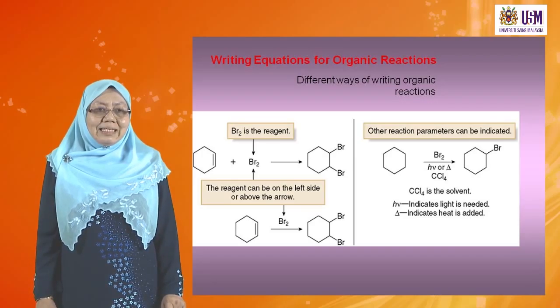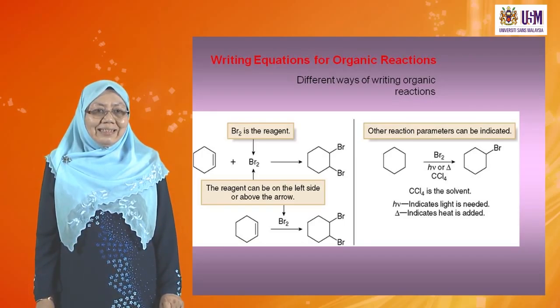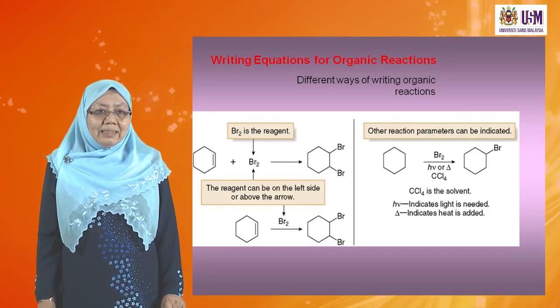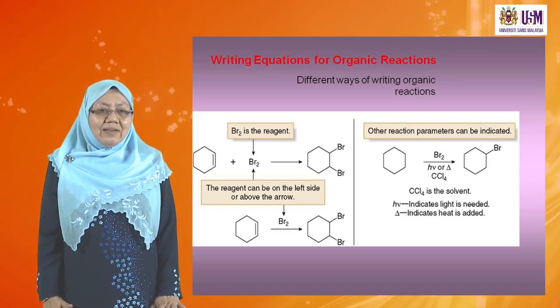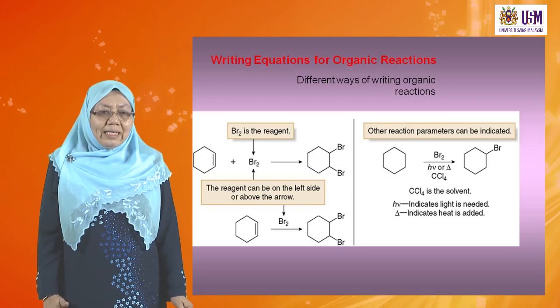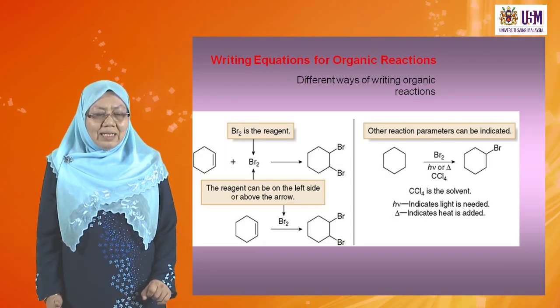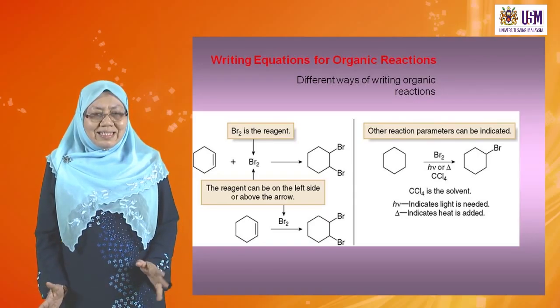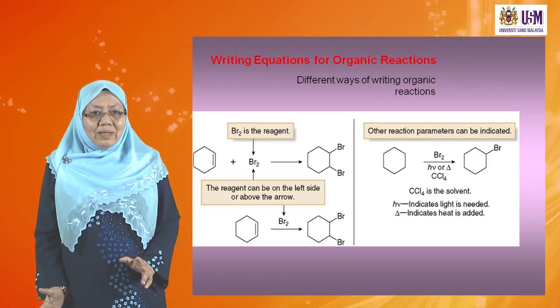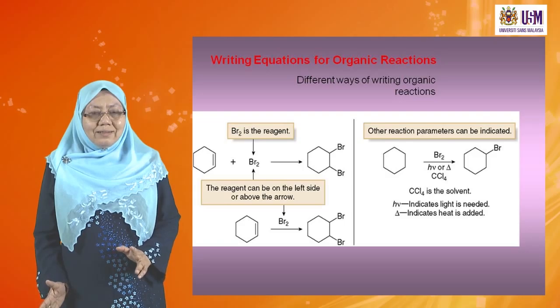In the first reaction, we can see cyclohexane reacting with bromine. Now, bromine is the reagent. It can be written on the left side of the arrow, or it can be written on the arrow, as we see in the given diagram. And the product, which is 1,2-dibromocyclohexane, is written on the right.